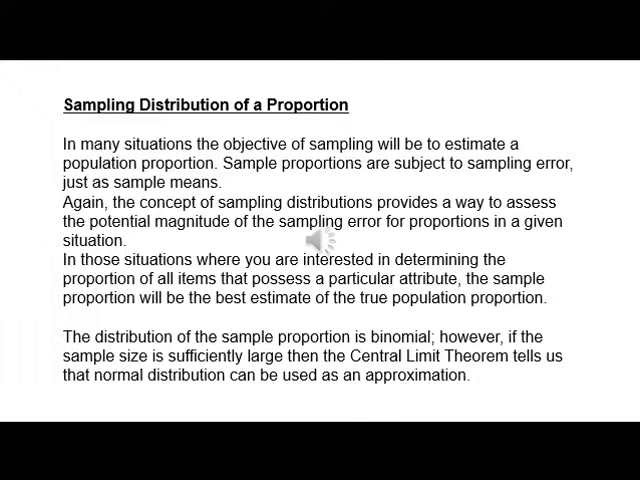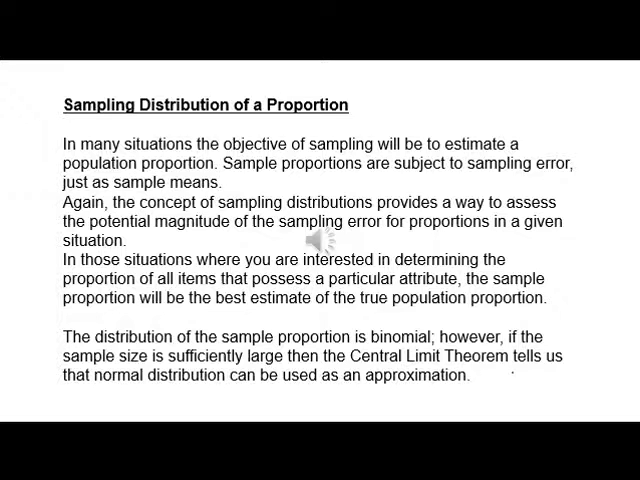Sampling distribution of a proportion. In many situations, the objective of sampling will be to estimate a population proportion. Sample proportions are subject to sampling error, just as sample means. Again, the concept of sampling distributions provides a way to assess the potential magnitude of the sampling error for proportions in a given situation. In those situations where you are interested in determining the proportion of all items that possess a particular attribute, the sample proportion will be the best estimate of the true population proportion.